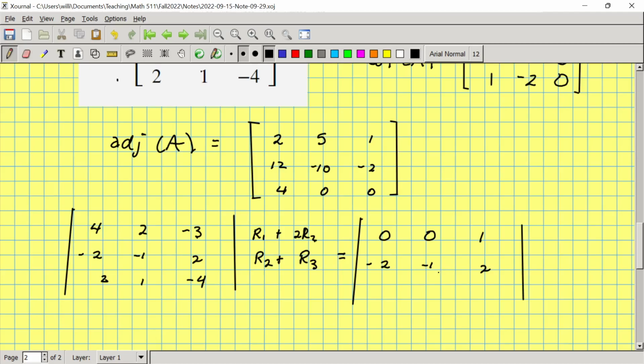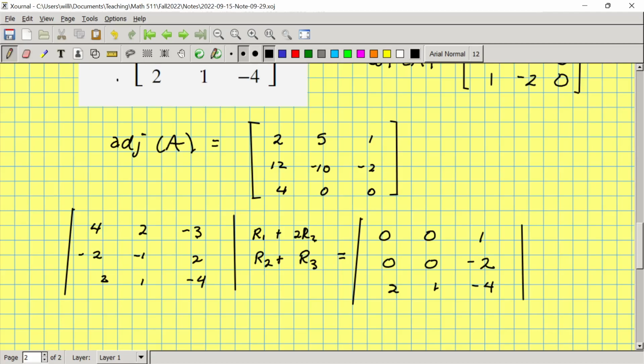Now if I add row 3 to row 2, 2 minus 2, oh, I erased the wrong row. If I add row 3 to row 2, 2 minus 2 is 0, and 1 minus 1 is 0, and negative 4 minus 2 is minus 2, and now we have a problem. 2, 1, negative 4. How do I know the determinant's 0?